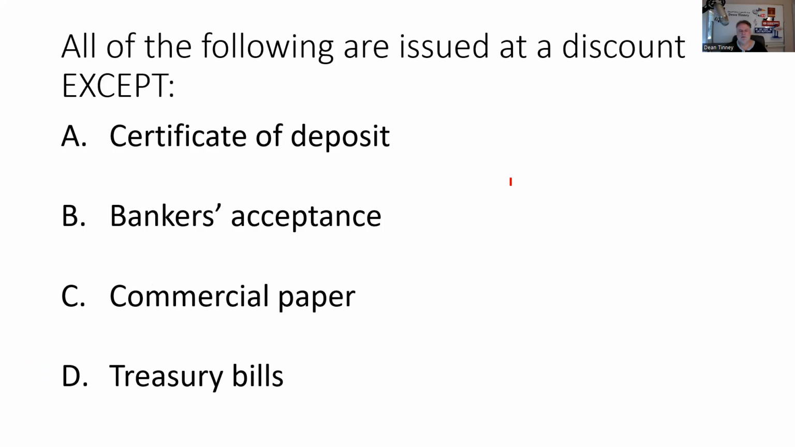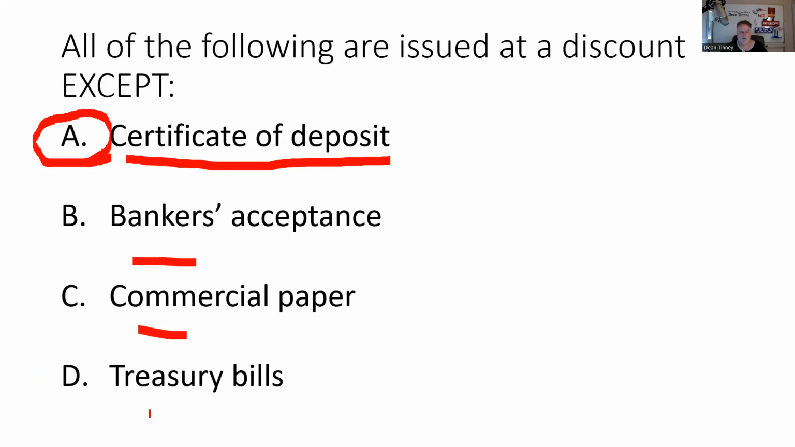All the following are issued at a discount except one. The only money market security that is not issued at a discount is a negotiable jumbo CD, a certificate of deposit. All these other ones are issued at a discount.